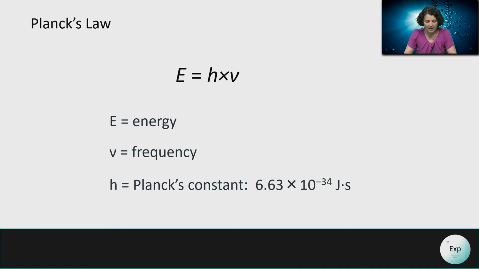And it makes sense to have this unit associated with the constant because the unit for frequency is the per second or hertz, and that cancels out the second in the constant, leaving us with the unit of joules, which is the unit associated with energy. So for energy, we have joules, and we get it by multiplying joules times second by the per second. So second times per second cancel out, and we're left with joules.